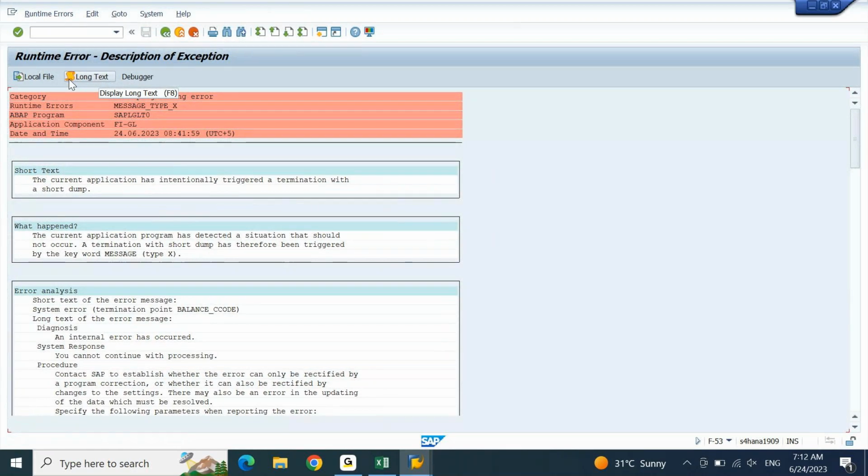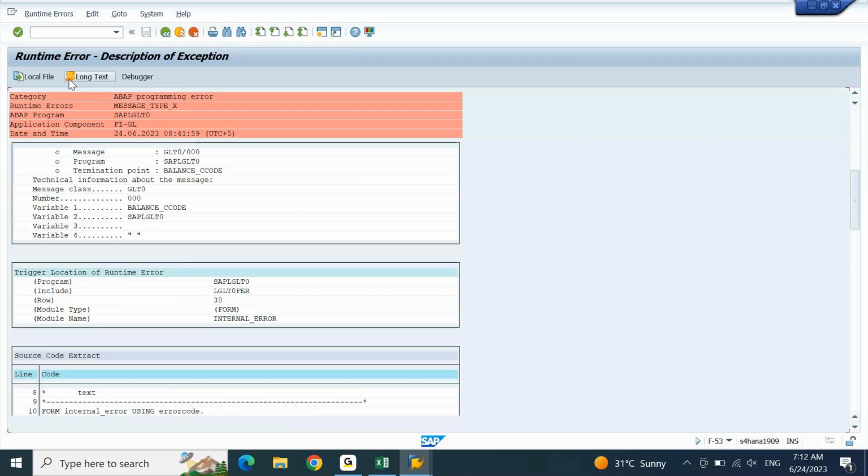This is giving a runtime error or dump because here also you are putting something into the vendor account without inputting profit center. So this is not able to take. If you look at the error message, it is the same. GLT0 000. Even for on account payment, you are getting the same error message. Let me go back.